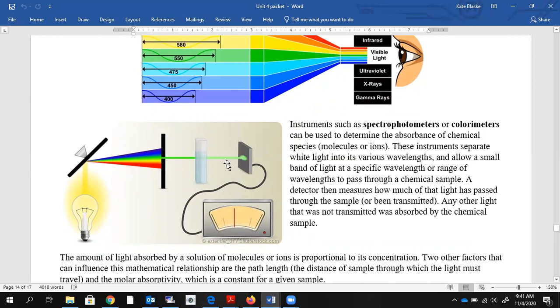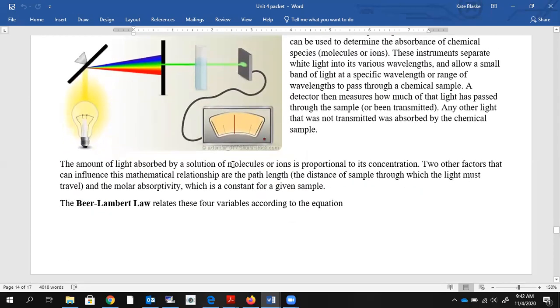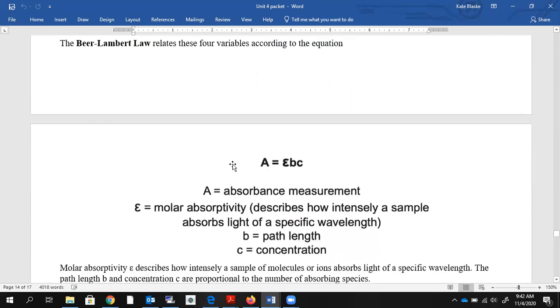And then there are sensors that measure the change in the intensity of that light from before it went through the sample to after it went through the sample. So then we can determine how much of that light was absorbed by the sample, how much of it went into those molecules, and then how much was transmitted or how much came back through that sample. Now, when we do this, we can use that absorbance, or how much of that light was absorbed by the sample, to correlate to concentration.